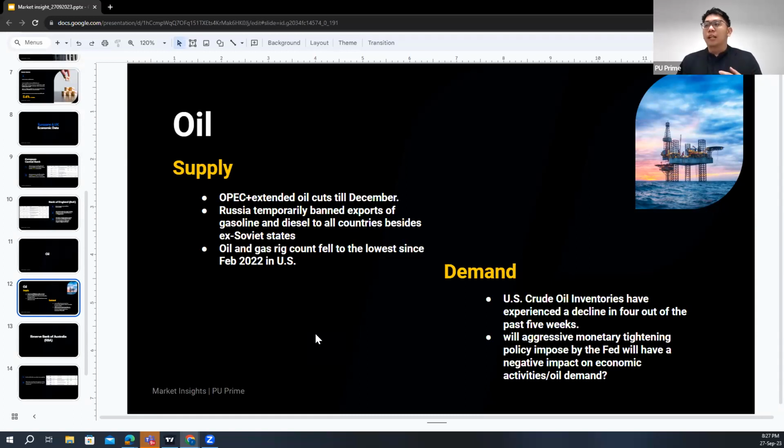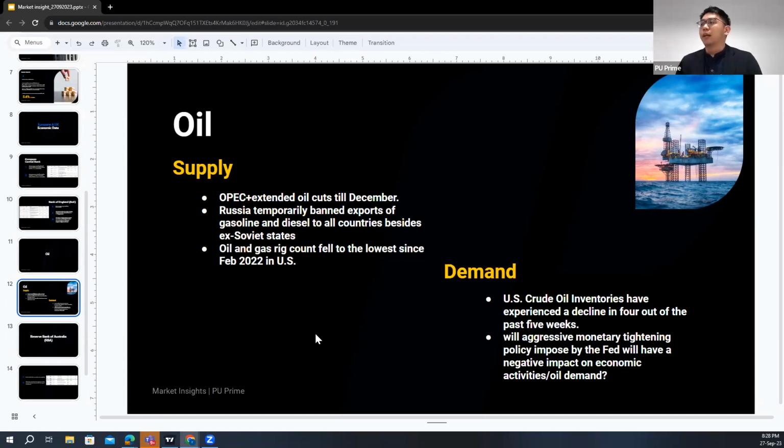And after they announced this, the diesel price, especially in the Eurozone, surged to a record high. And also at the same time in the US, the oil and gas rig count fell to the lowest since February 2022. So adding up all these factors, you can see that the oil supply in the world globally is declining month by month. So this is the supply side factor.